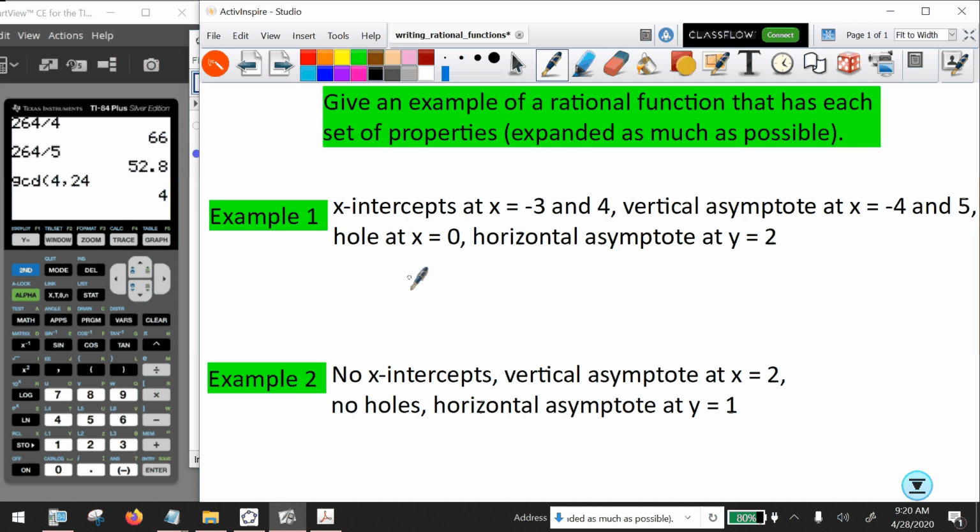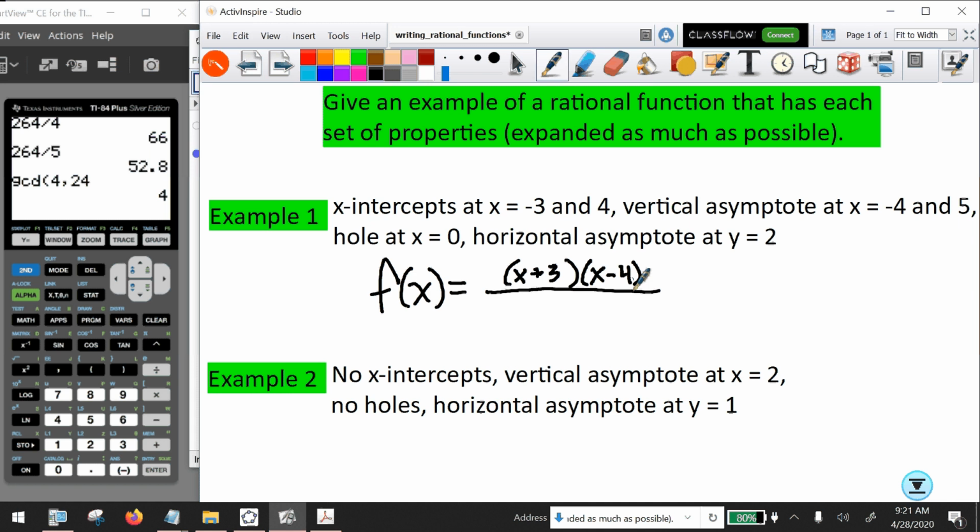Remember that the x-intercepts occur at zeros of the numerator that do not appear as zeros in the denominator. So I'm just going to build a rational function with these properties. It should be equated to 0 in the numerator when x is equal to -3, and I'm going to achieve that by using x plus 3. If I were to plug in -3 for x, -3 plus 3 is equal to 0, and that would equate the numerator to 0. And we also have an x-intercept at +4, so I'm going to achieve that by using x minus 4. That way, if I plugged in 4 for x, 4 minus 4 is equal to 0.